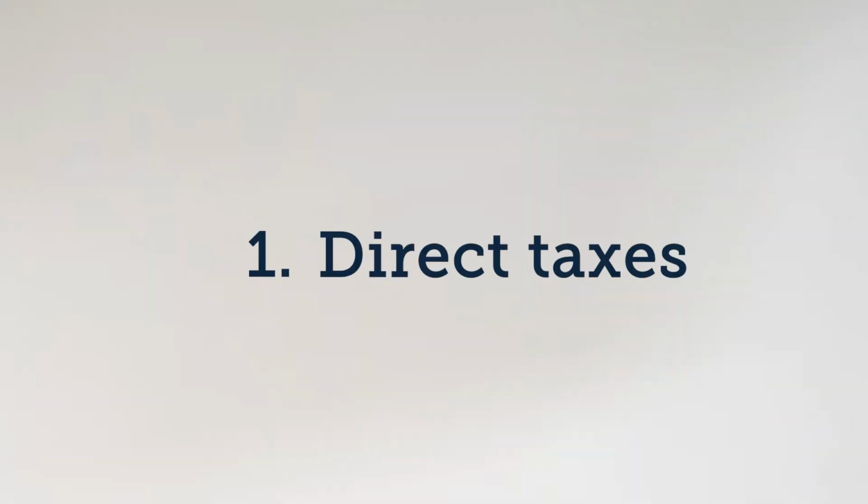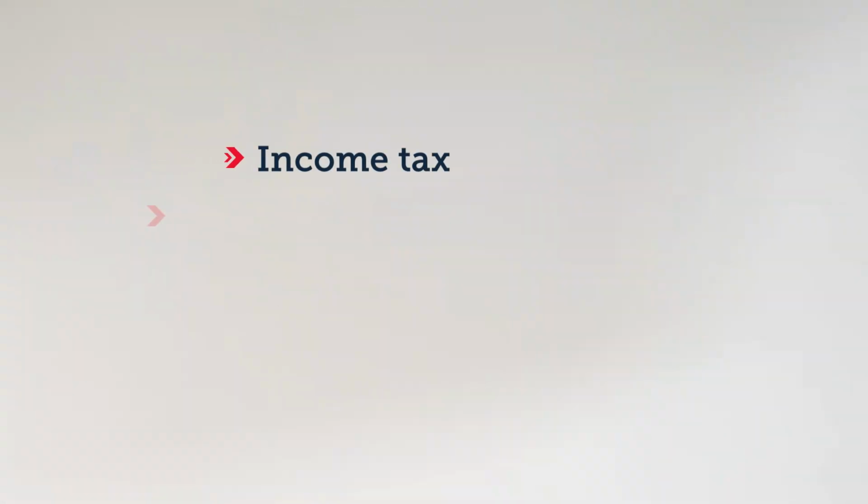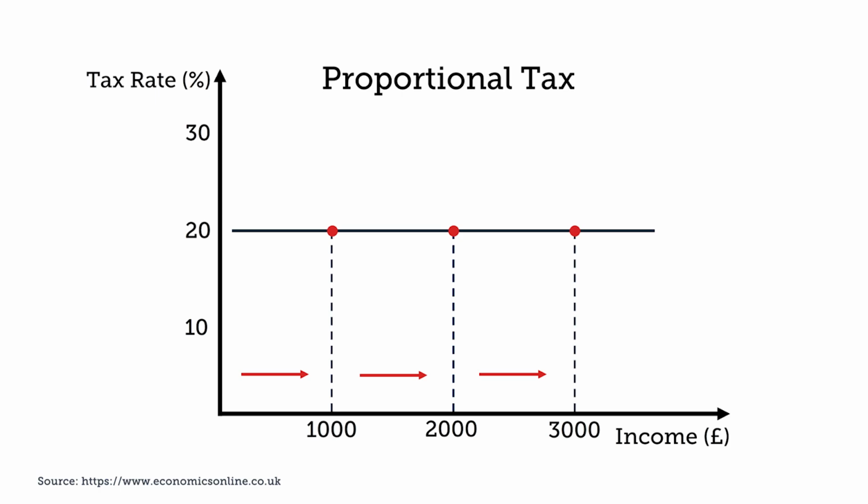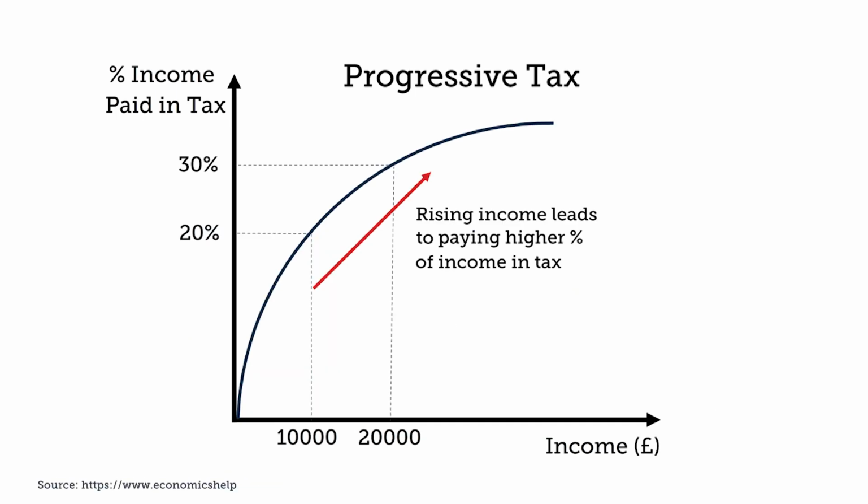First, direct taxes. These are taxes paid directly by an individual or organisation to the tax authorities, such as income tax, dividends tax, capital gains tax, property tax, and wealth tax. Usually these taxes are targeted at those with a greater ability to pay. They can be proportional, meaning that the rates of tax are the same for everyone, or they can be progressive, with higher earners paying both a higher rate of tax and a higher total amount.